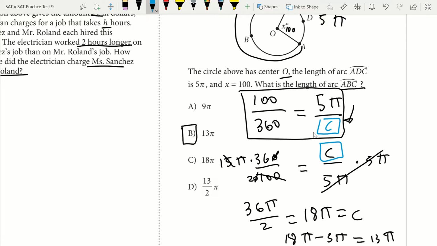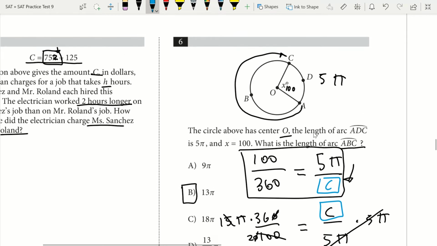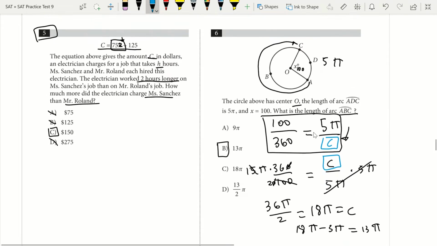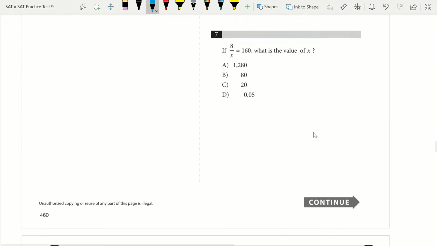Okay, so that's the key thing there. Answer there is going to be B for number 6. All right, so key thing there with ratios, make sure the variable you want to solve for is on top, okay, because it gives you less steps, helps you solve it faster.